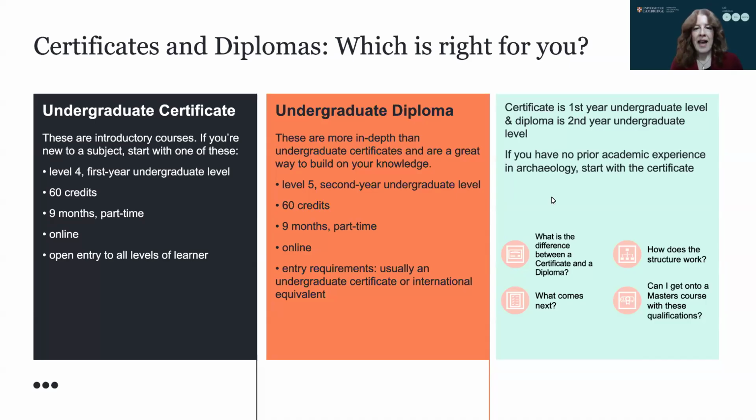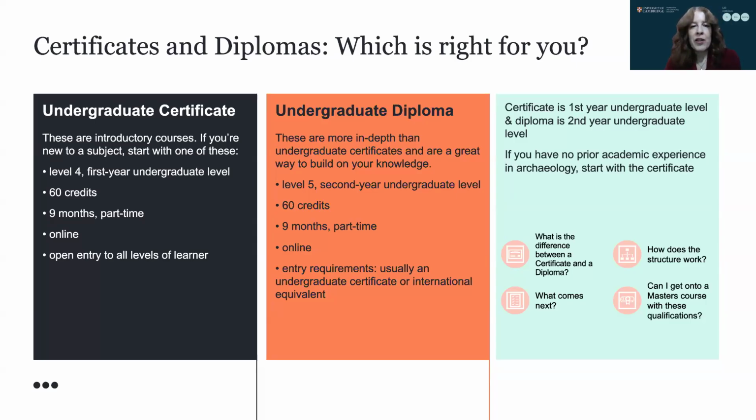So let's have a little look at the diploma now. The diploma is more in depth than the certificate, and we ask for some prior study in archaeology before doing the diploma, because as you can imagine, if you were to jump into the second year of study of any discipline at all, you'd be a little bit at sea if you hadn't studied it before. So it's taught at second year level. There are 60 credits each year. Again, it's over 9 months. It's taught part-time. It's all online.